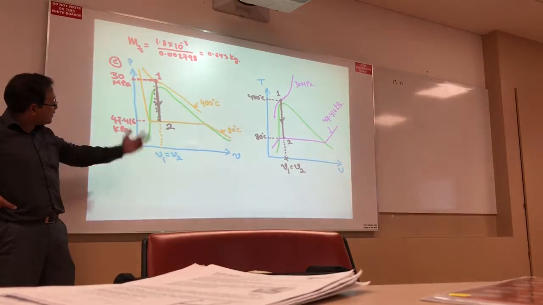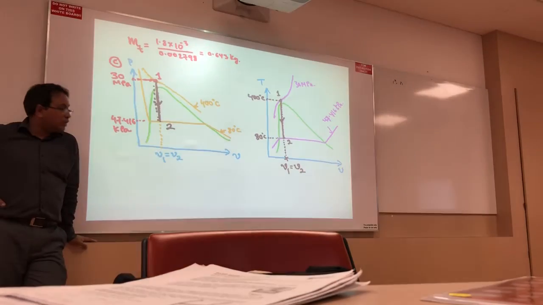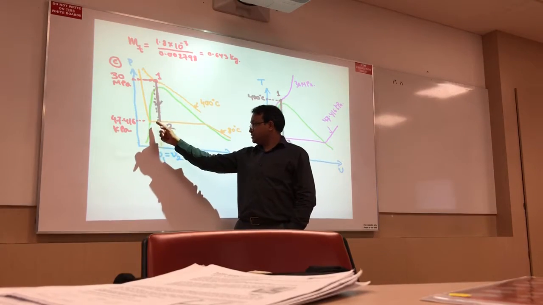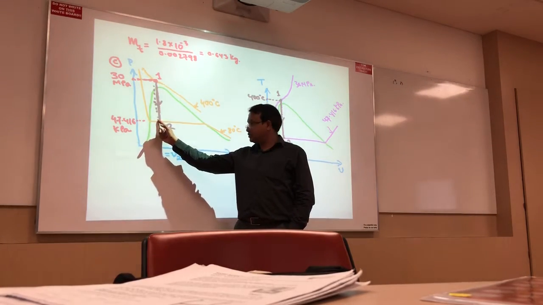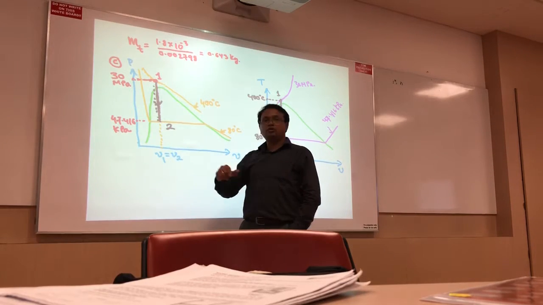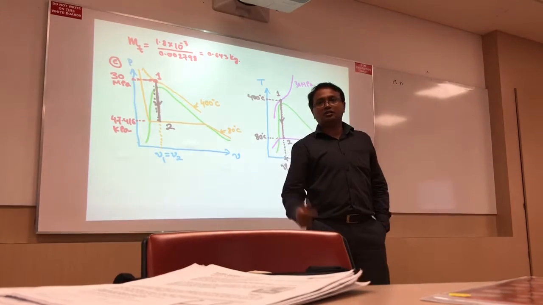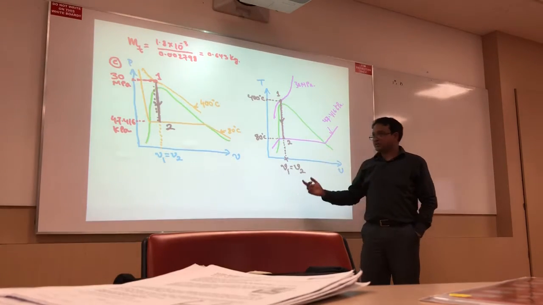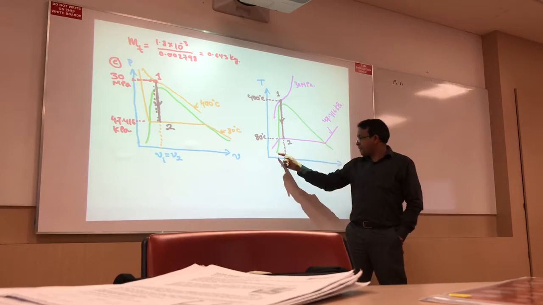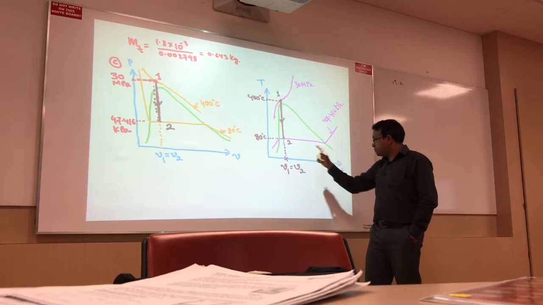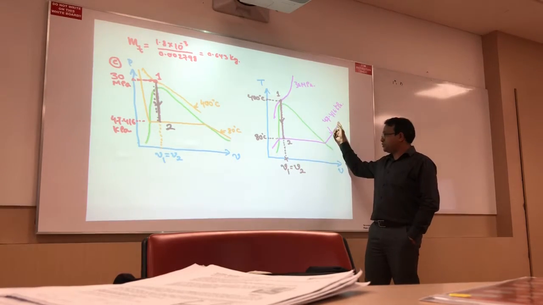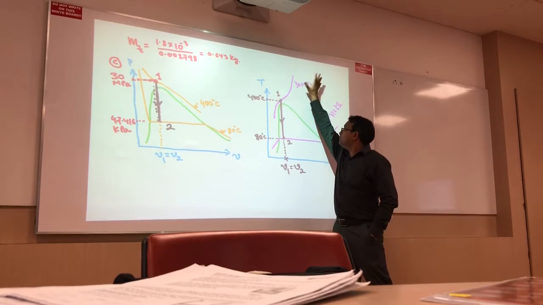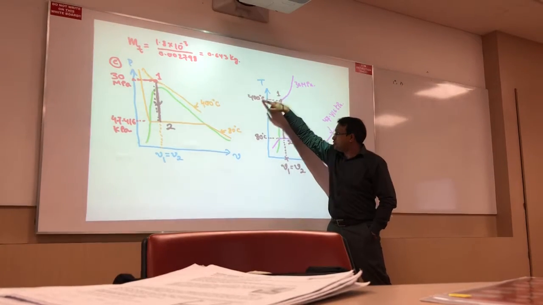Okay? And how can you find the quality? I know the distance from here to here. I know the distance from here to here. Correct? So this distance divided by the whole distance, then I can get the quality. Similarly, I get the same thing. If you draw the TV diagram, saturated liquid, saturated vapor, this indicates the constant pressure line. Initially the pressure is 30 megapascal with temperature of 400.